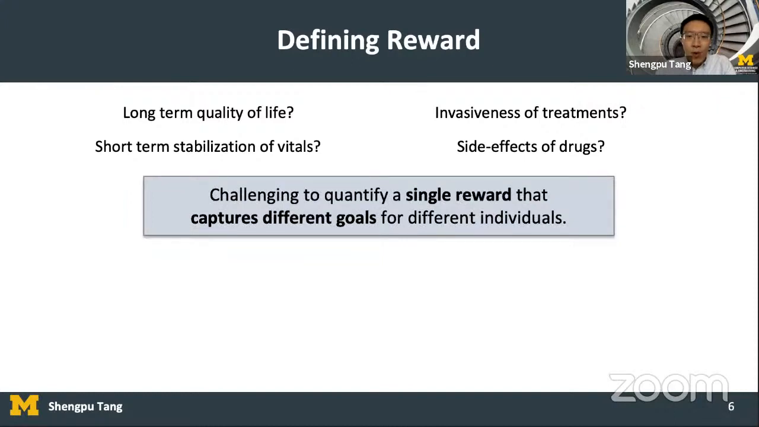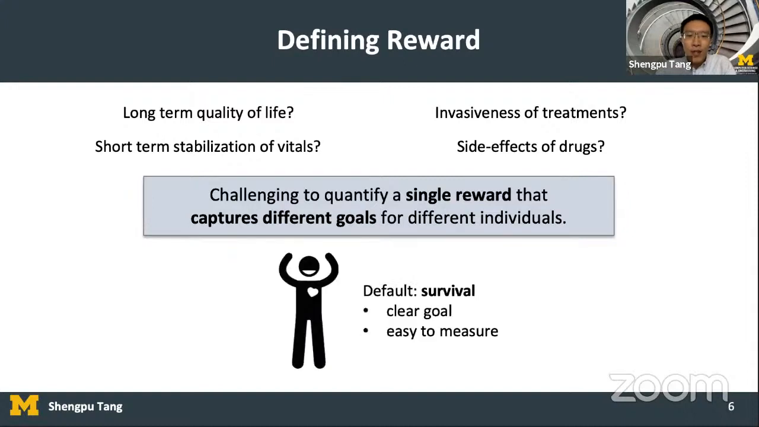While there has been some work on augmenting rewards via reward shaping, oftentimes researchers in healthcare will default to a reward based on survival, since it represents a clear goal and is easy to quantify from data.